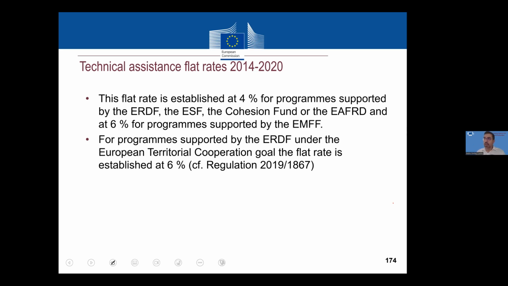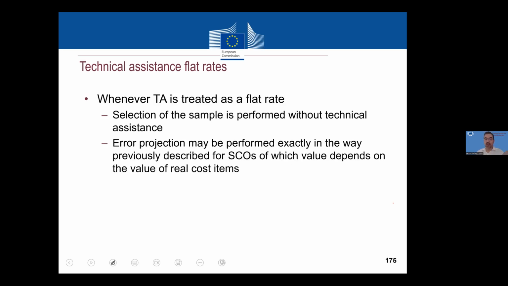As you know, in this programming period, this flat rate is established at 4% for ERDF, ESF, Cohesion Fund, EAFRD, and 6% for the programs supported by EMFF. And for programs supported by ERDF under the ETC, the flat rate is established at 6%. So we have a situation where we may have different flat rates.